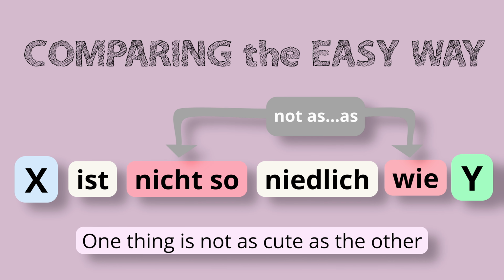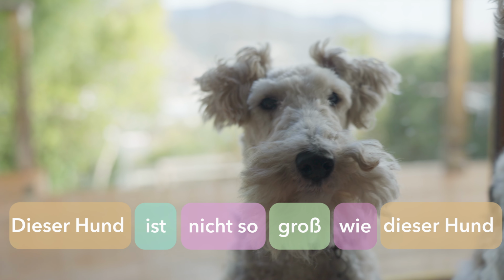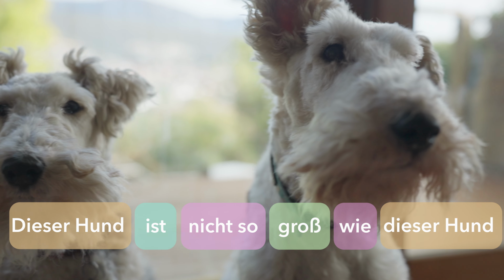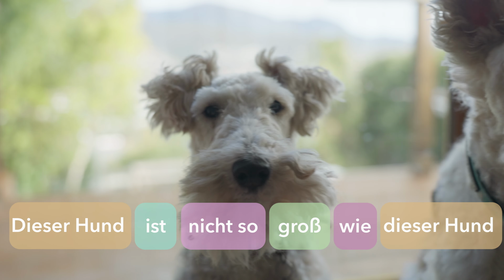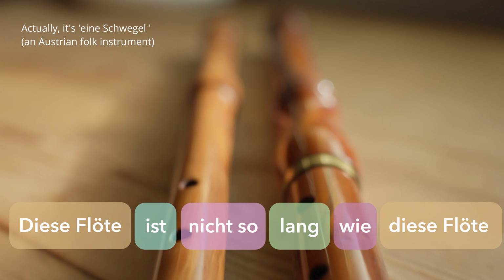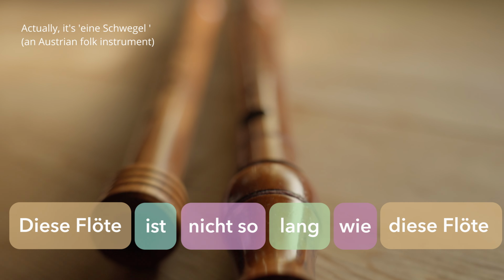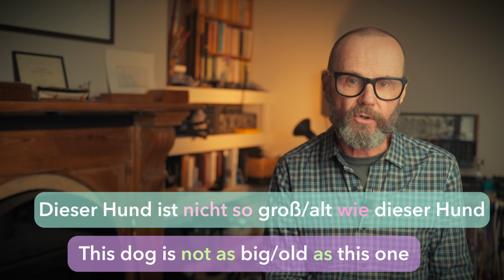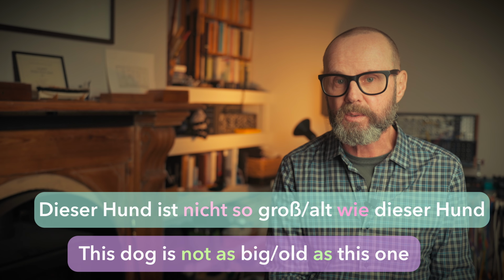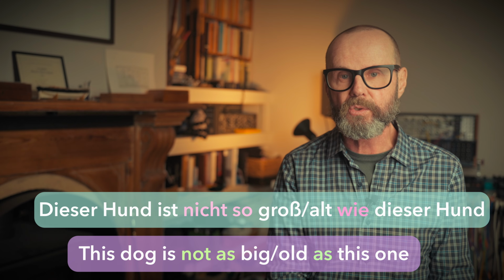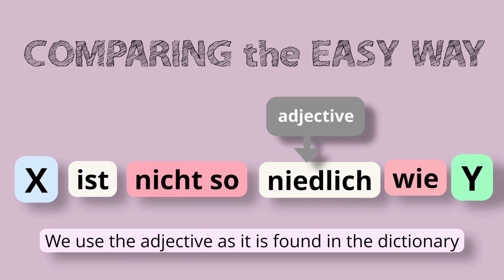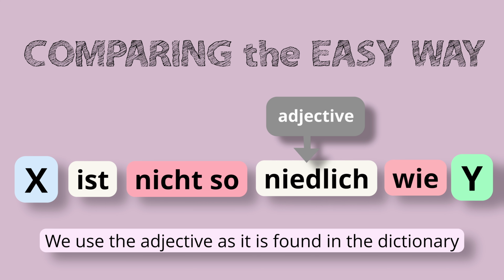We sandwich the adjective here in the middle and say things like, dieser Hund ist nicht so groß wie dieser Hund. And similarly, dieser Hund ist nicht so alt wie dieser Hund. Or maybe, dieser Flöter ist nicht so lang wie dieser Flöter. And of course, we use a similar structure in English where we would say this dog is not as big or maybe not as old as this one. And because we're using this simplified structure, we don't need to do anything to the adjective. We can just use it as we'd find it in the dictionary. So let's take some examples.